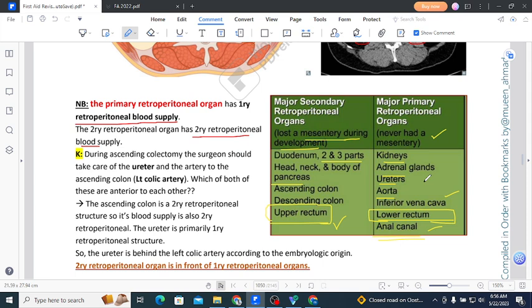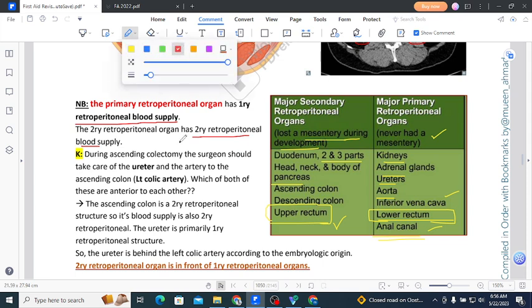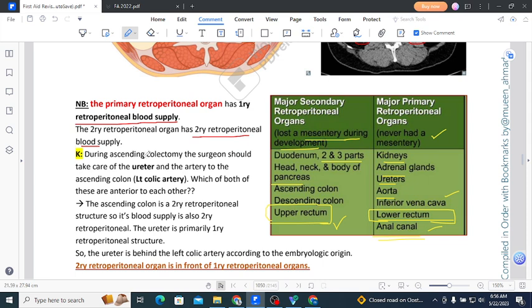So remember these things. Actually, they don't ask you about these things like primary or secondary, but you must know the difference between them. Maybe there is some question in the Step 1 exam, because now they're changing the question bank and stuff like that. So there is a captain point: during the ascending colectomy, the surgeon should take care of the ureter and the artery to the ascending colon, which is the left colic artery.